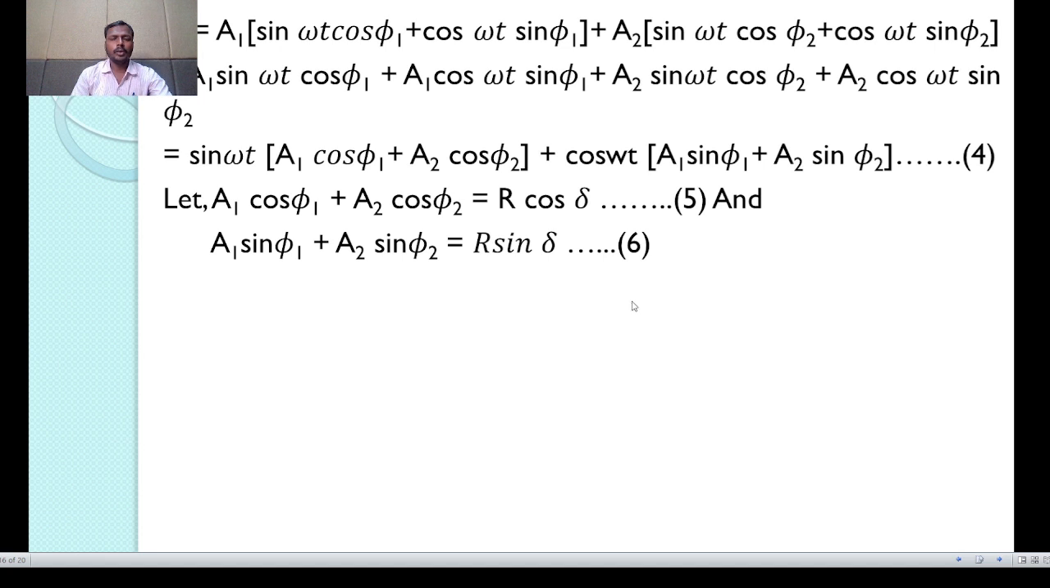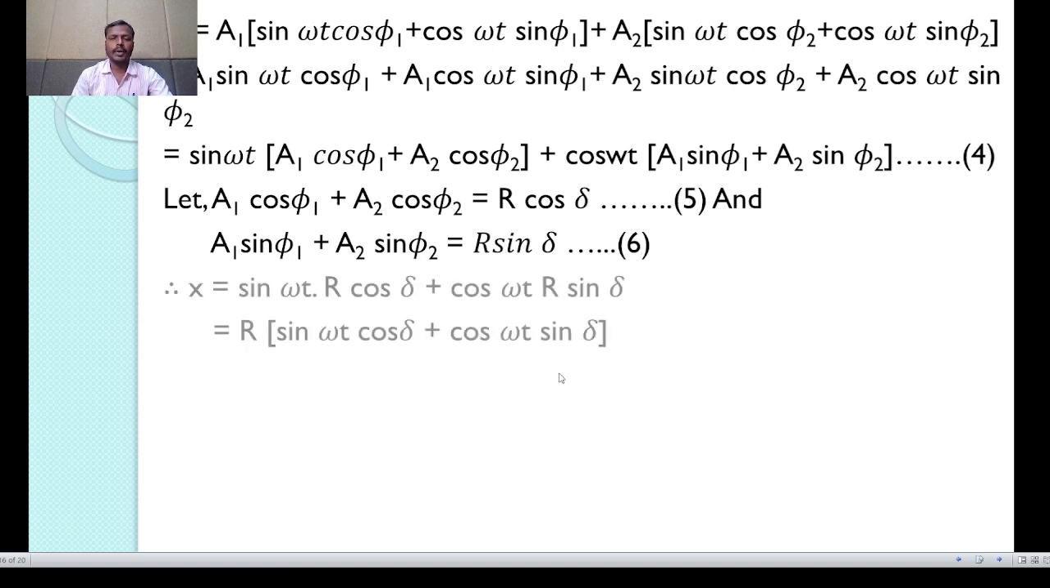We define a new term such that a1 cos phi 1 plus a2 cos phi 2 is equal to r cos delta, and a1 sine phi 1 plus a2 sine phi 2 is r sine delta. Putting equation number 6 and equation number 5 in equation number 4, we can write here x is equal to sine omega t r cos delta plus cos omega t r sine delta.